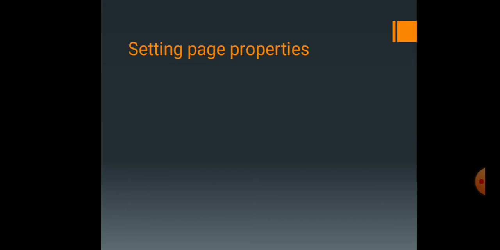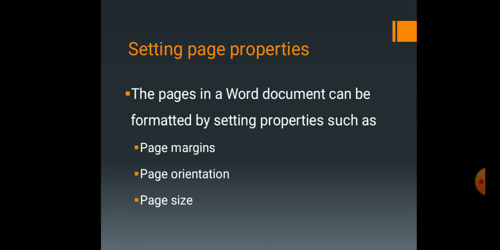Setting page properties. For a page, we can format the page by using these setting properties. In a Word document, we can format it by setting the properties. So, what are the properties we can assign to a Word document? That is page margin, page orientation, and page size. So, let us see one by one in detail.